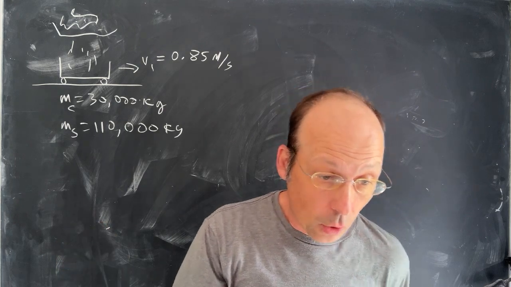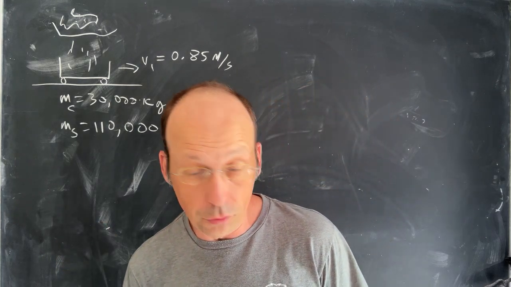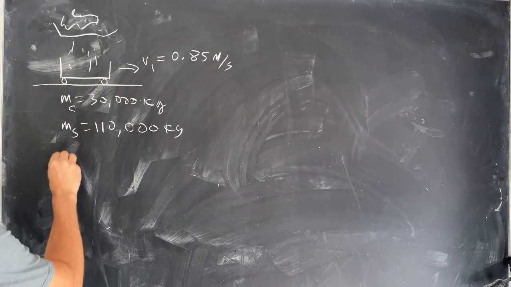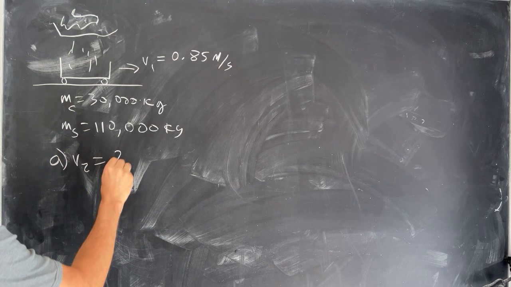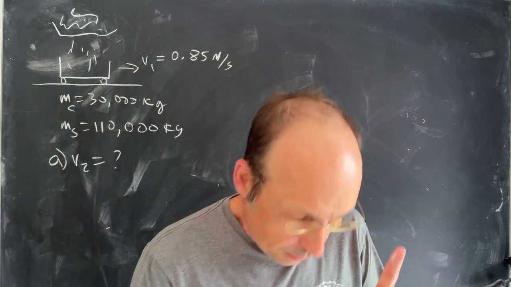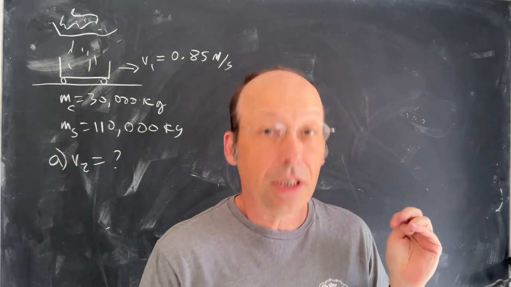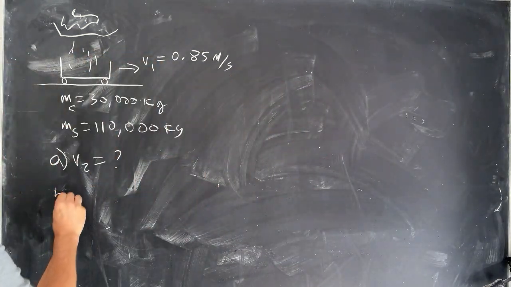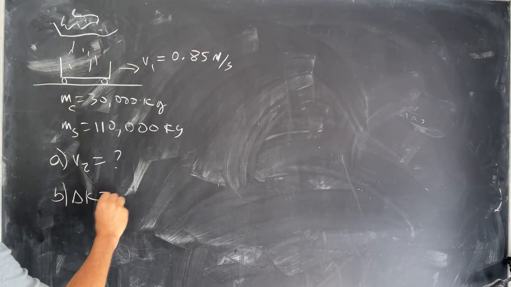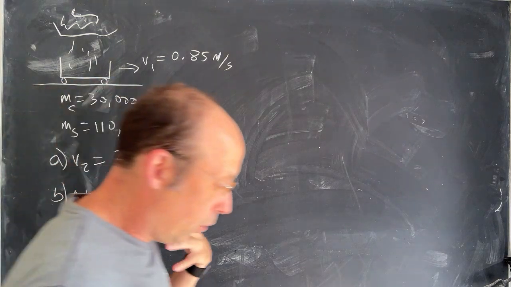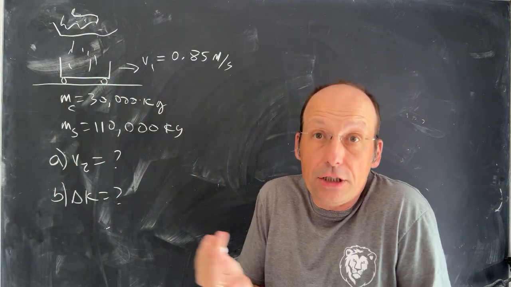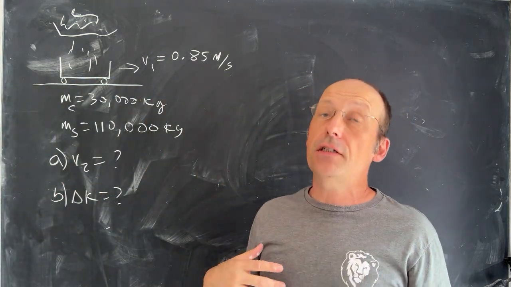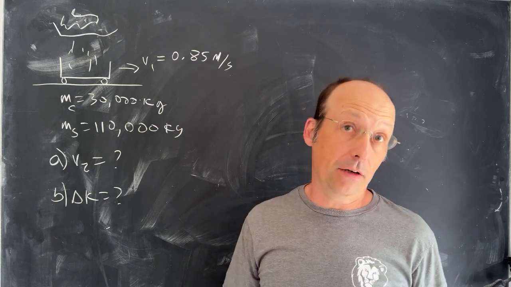Next, A, what is the final velocity of the loaded freight car? So I'm going to put that down here, A, V2 equals. And then B, how much kinetic energy is lost? So I'm going to put B, delta K equals. Okay, so why would this be change? You know, you could think of this from a momentum perspective, and let's do that.